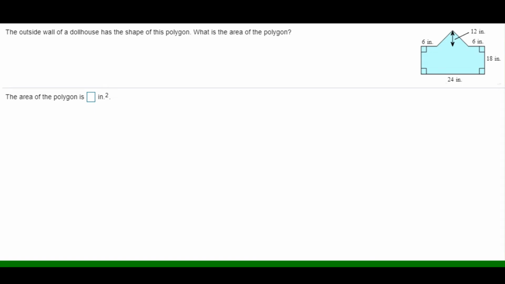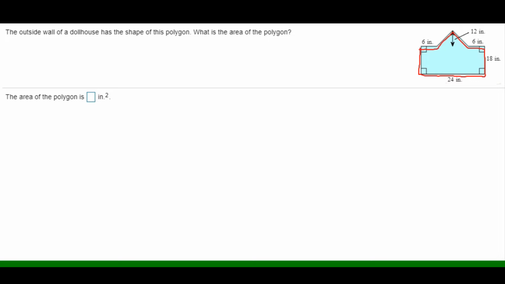This question is number 12 on the area, polygons, and coordinate plane quarterly review. So the outside wall of the dollhouse has the shape of this polygon. What is the area of the polygon? So here we have a polygon and we have the dimensions. Now this is an irregular polygon.